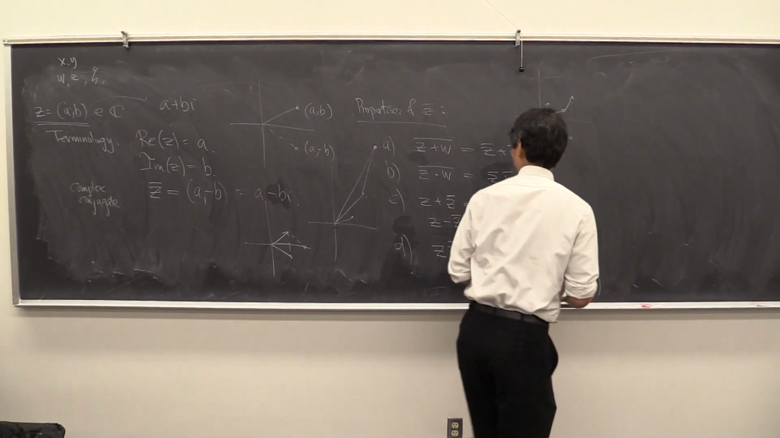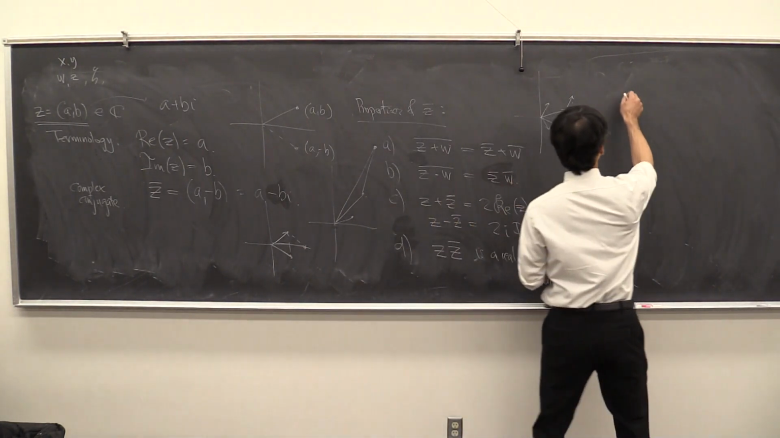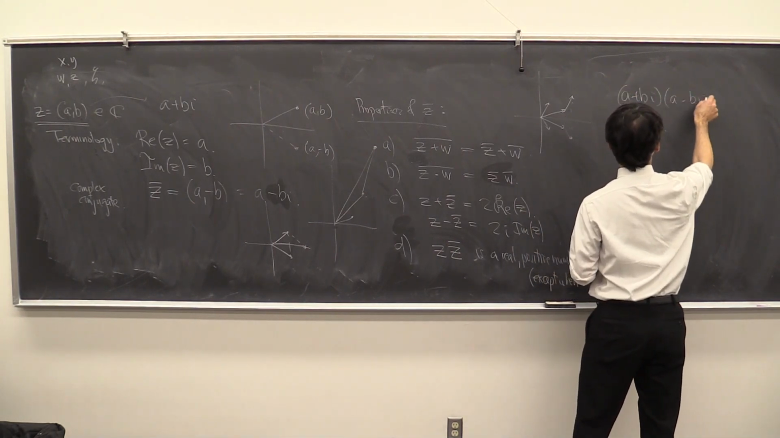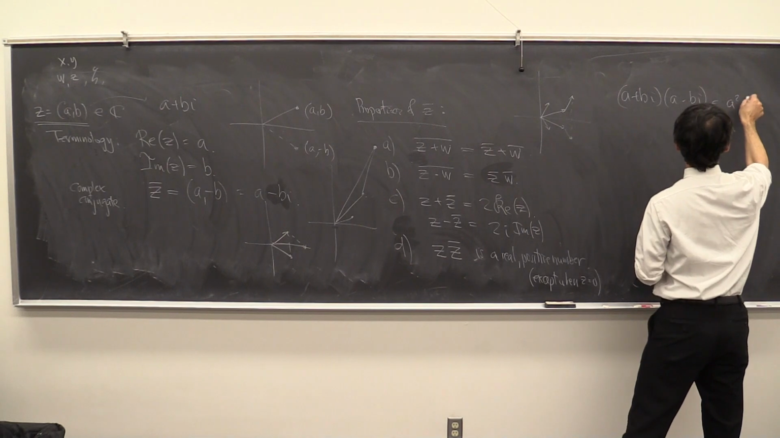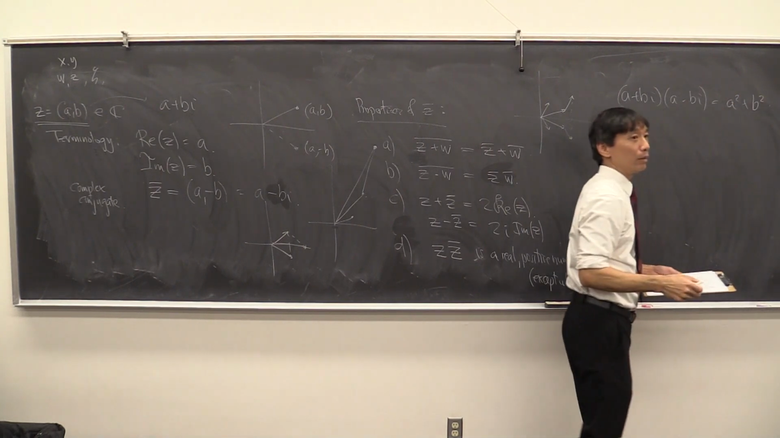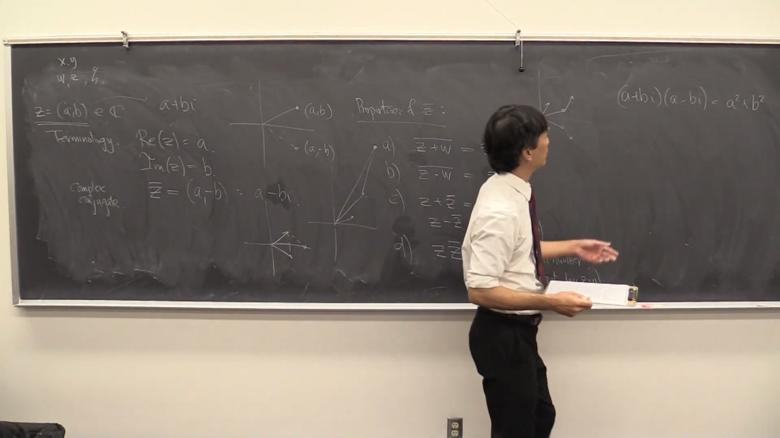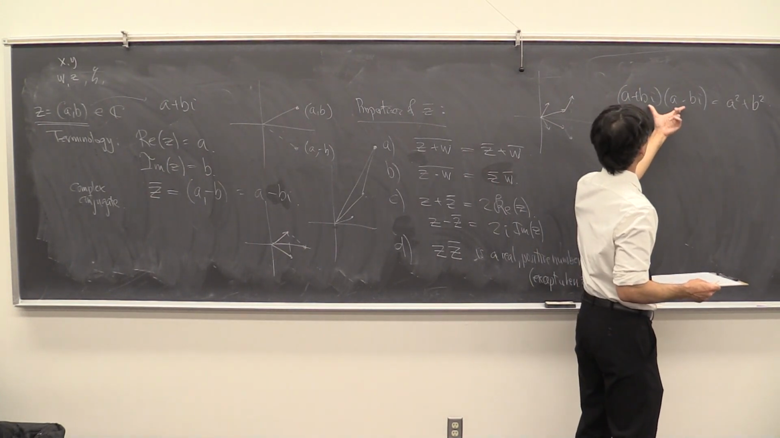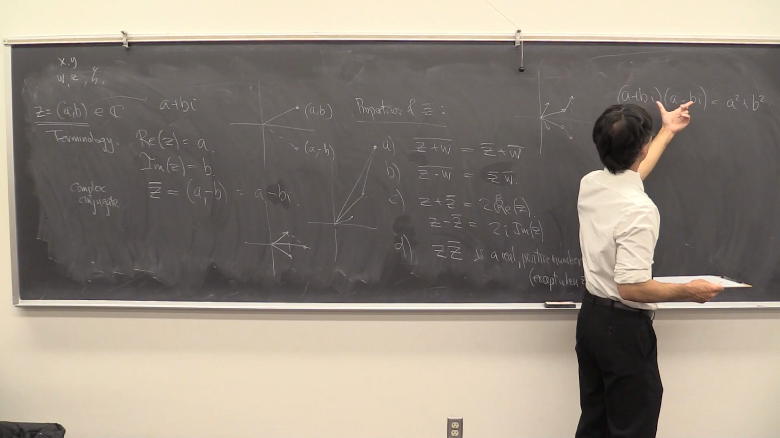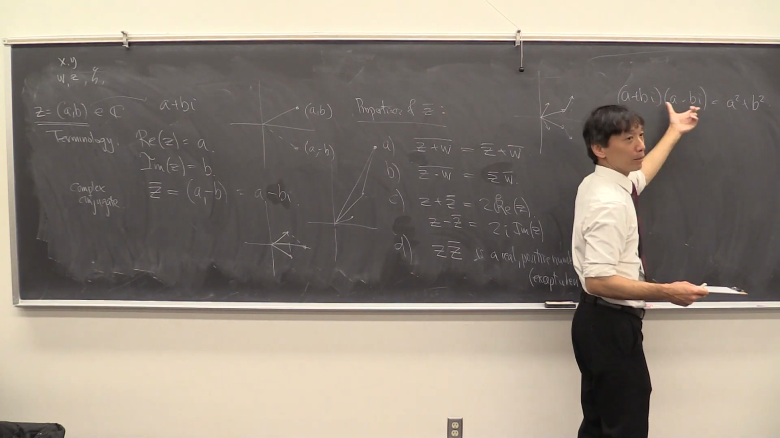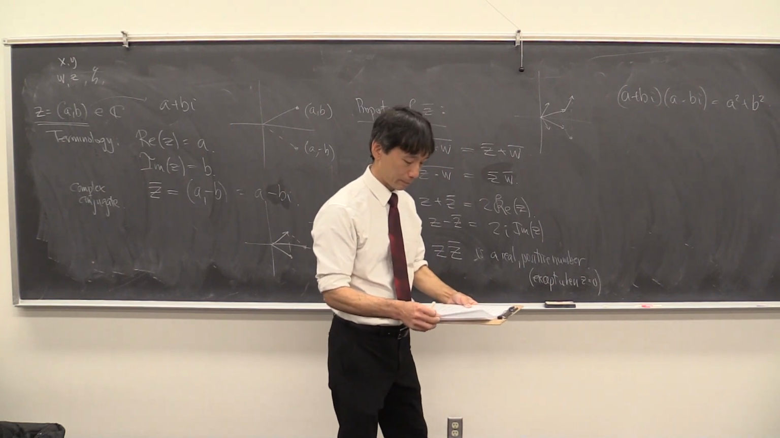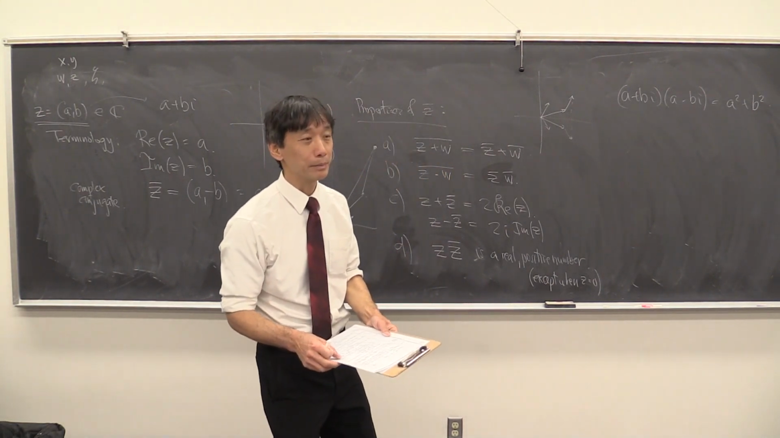Right. Of course, when you take a plus bi and multiply it by a minus bi, you end up with a squared plus b squared. Right, so the cross terms will cancel, and then you get negative i squared times b squared. Right? i squared is -1, and so you get b squared. Okay. Good. Everyone okay? Okay.